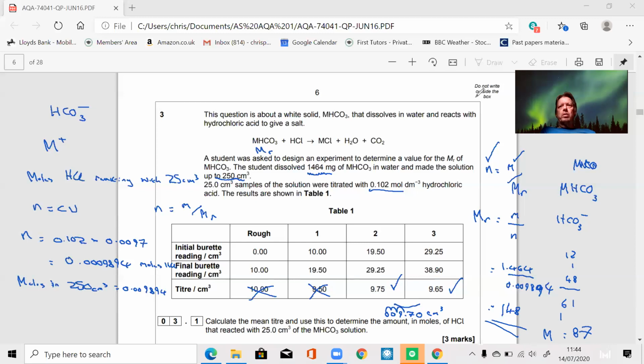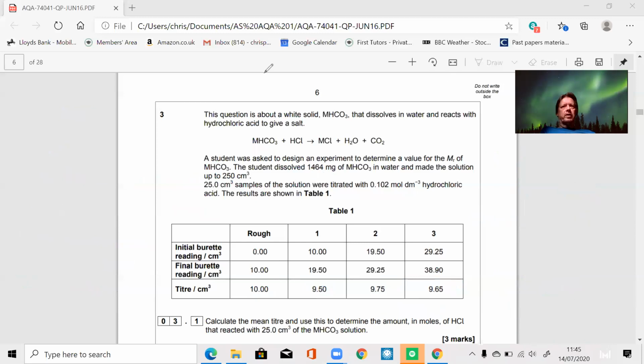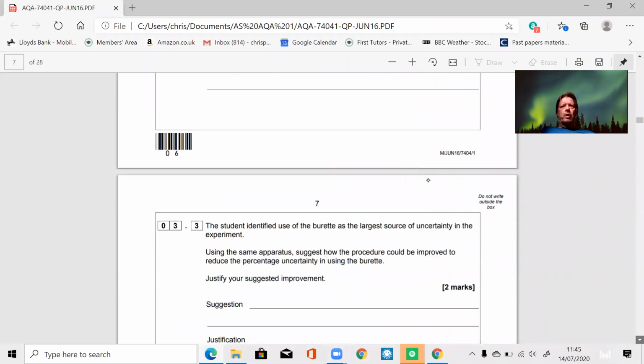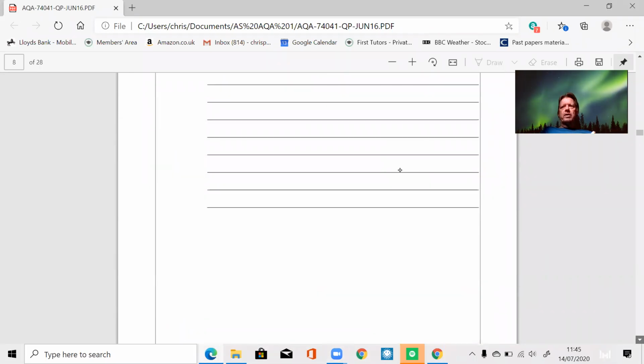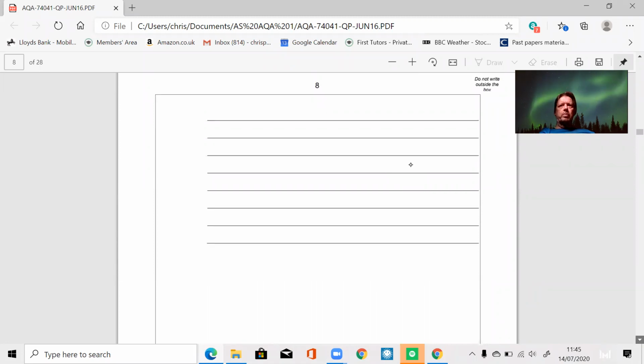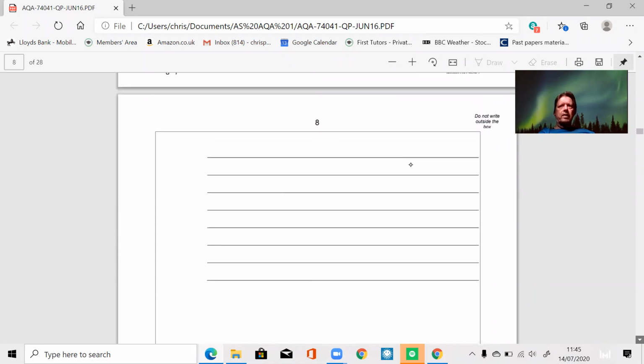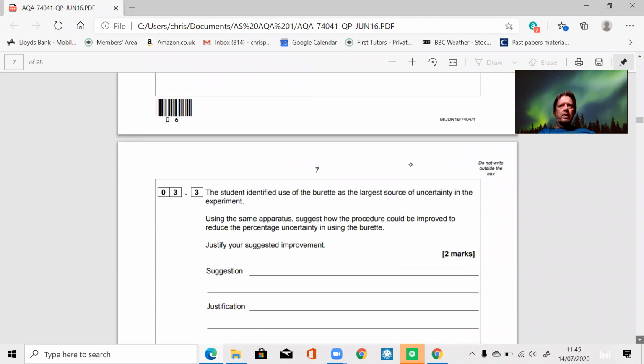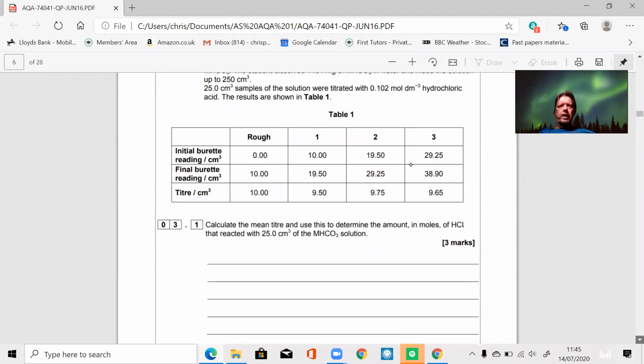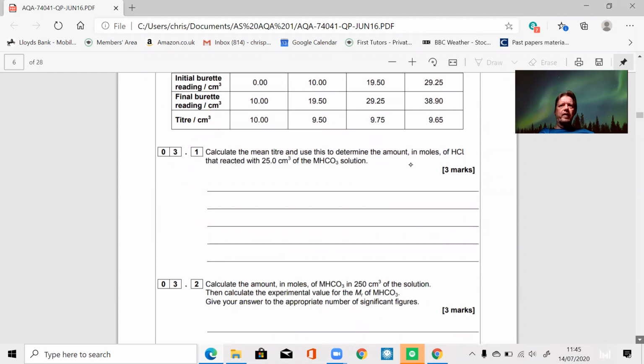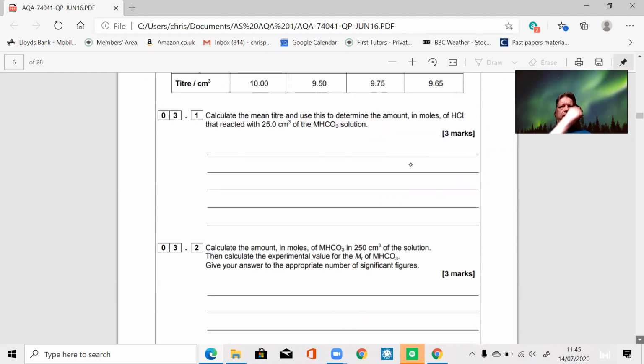Just to show you the rest of the question, because we didn't look at the rest of it. They asked us to calculate the moles. Then they asked us to do something else. Let me just go back. What did they ask us to do? Work out the average titer. Find the moles of HCl in 25. Find the moles in 250. And then find the MR. And it was 148. And we did it to 3 significant figures.